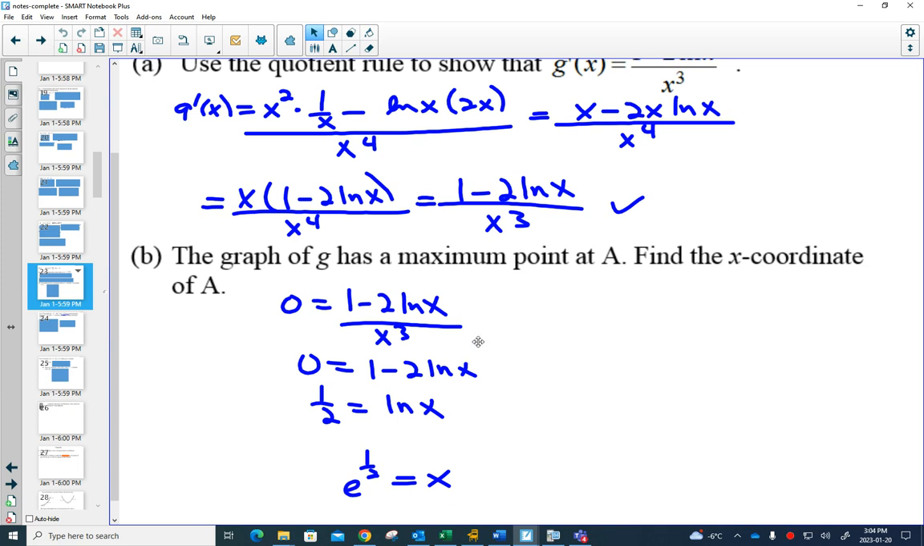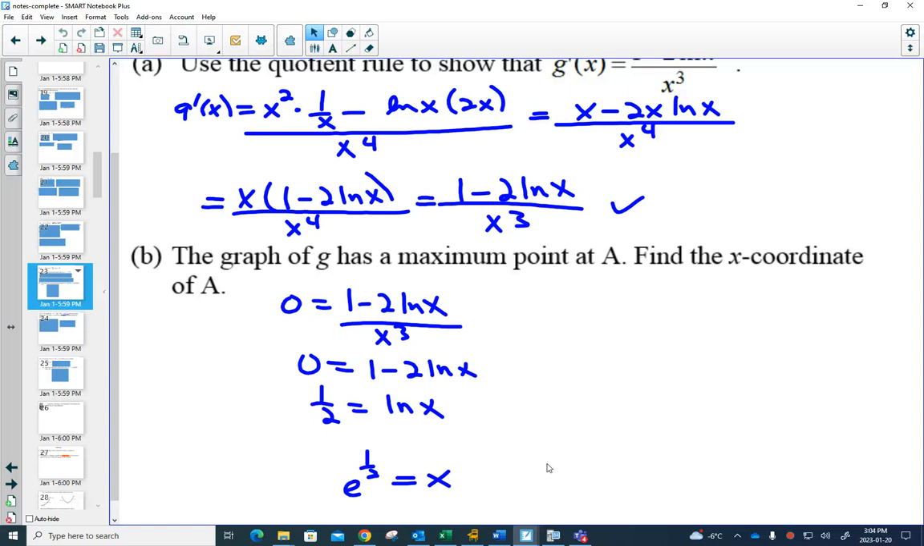The strategy for solving a log equation is to get the logarithm all by itself. And then you can change it. The base is e, the exponent is a half, change it to exponential form. So you would get e to the half, and you don't have to show that if that's the only point where it's equal to 0, then that has to be the maximum.